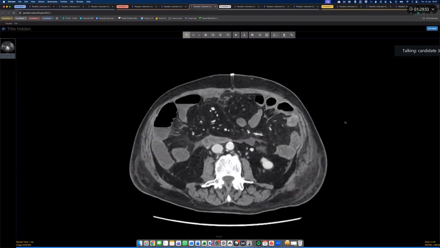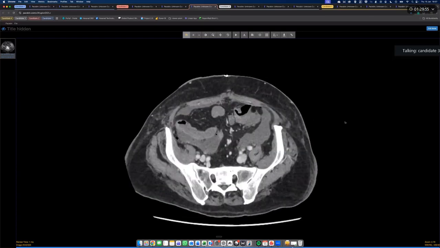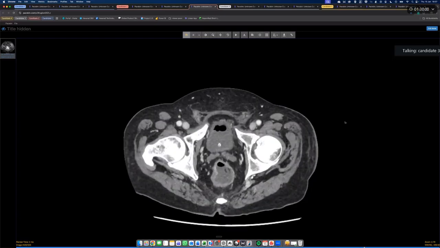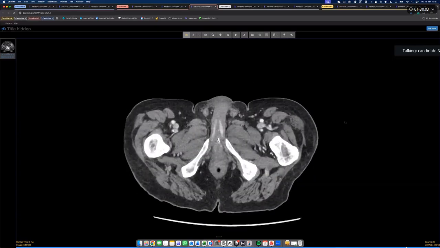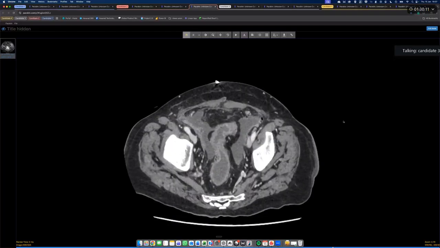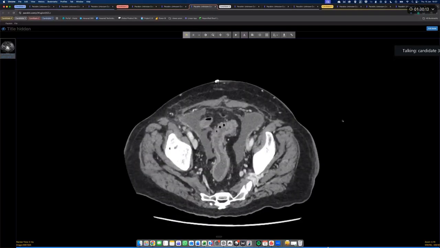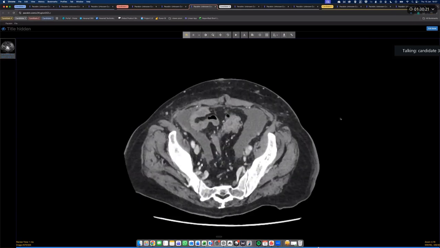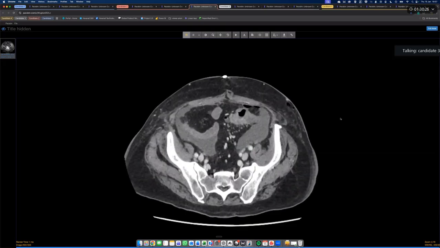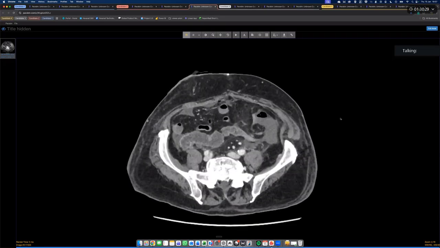I'm just scrolling again to the last image to look for any obvious other abnormality. I can see that there was some contrast extravasation noted. There appears to be fluid noted in the pelvis with areas of peritoneal enhancement, which could suggest signs of peritonitis. There also appears to be thickening noted in the sigmoid colon. There are multiple diverticuli noted in the sigmoid colon.